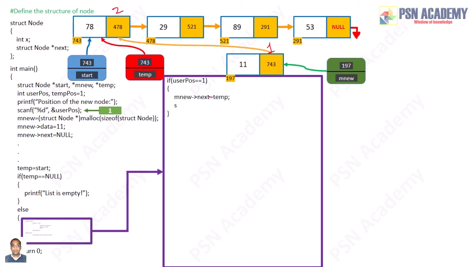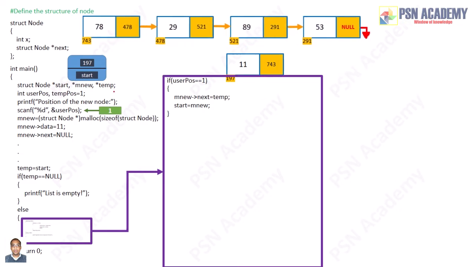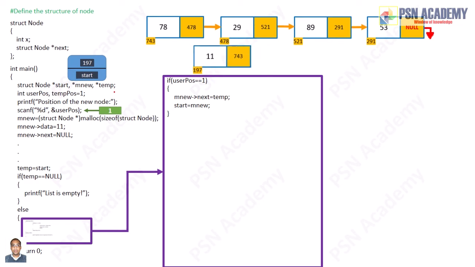To complete the job, your start will now point to the mnew. So the 743 will be replaced with 197 and as soon as 197 is written here, this link breaks and this link has been established. So we clean it up and it will look like this conceptually.